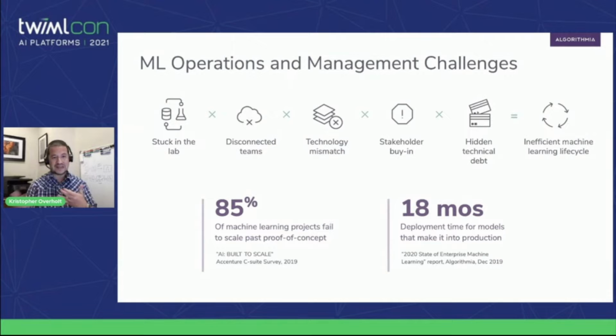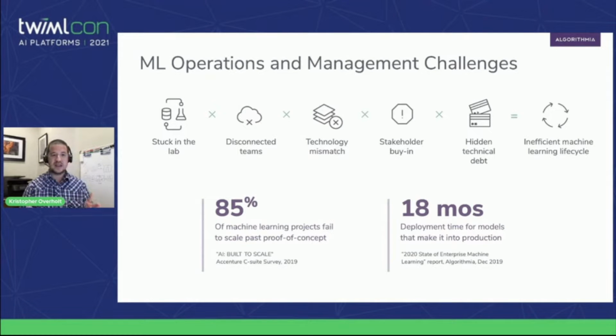The other thing we see is the time, right? On average, we see that it takes 18 months for models to go from development to production. And obviously, we want to shorten that down as short as possible to days or weeks, so you can have faster iteration cycles and get your models in use and in production.